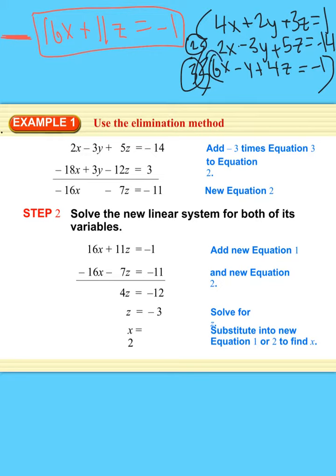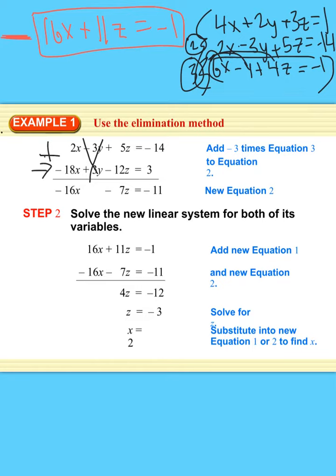and when I do that, I will get negative 18x plus 3y minus 12z equal to 3. So now I'm ready to add these equations. So 2x plus negative 18x is negative 16x. My negative 3y and my 3y cancel out. And 5z minus 12z is negative 7z.